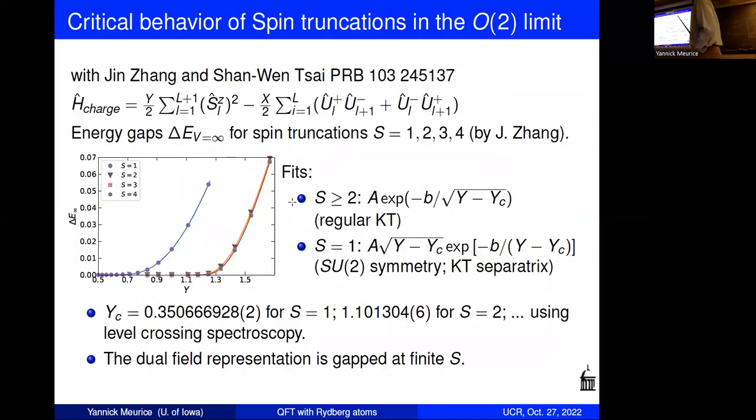There is, however, something funny that can happen when you truncate too much: you can get more symmetry. For instance, by using the spin one, so 3 states, truncation of the O2 model, instead of getting a Berezinskii-Kosterlitz-Thouless transition, you have a Wess-Zumino model with an SU2 symmetry. So this is an example where, in fact, you get more symmetry than you expect.